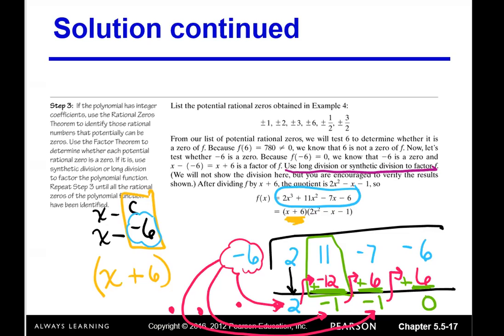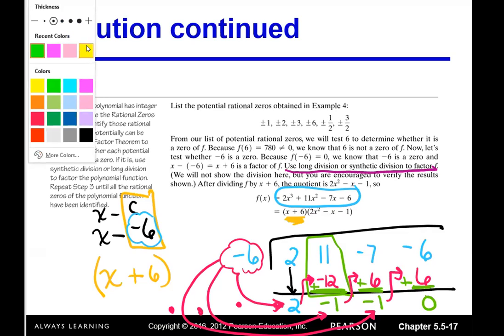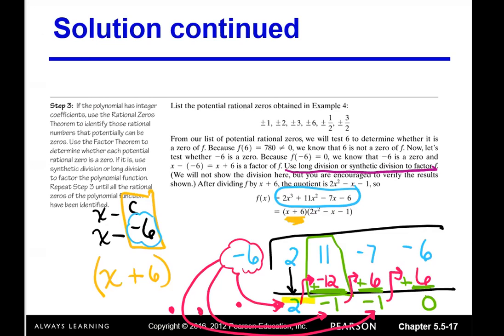Now, if you look, what color should I use? I'm going to go with yellow highlighter. Okay, if you look at these numbers right here, the 2, the -1, and the -1, the 2 is the coefficient on the x squared. Negative invisible 1, that's the coefficient on the x. And then this -1 right here is that last -1.